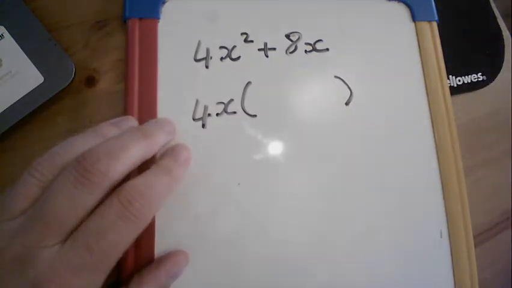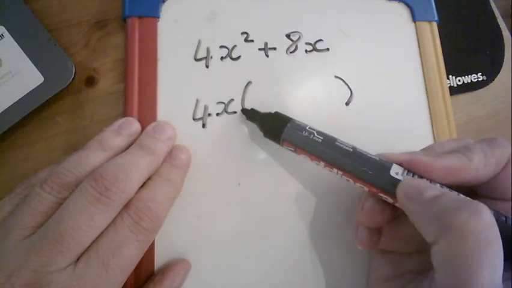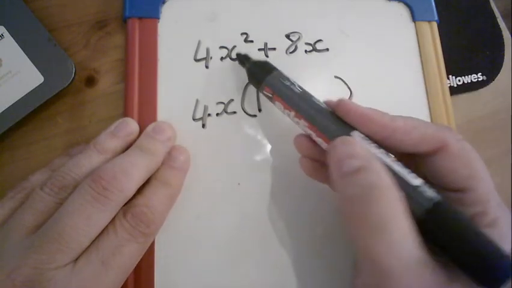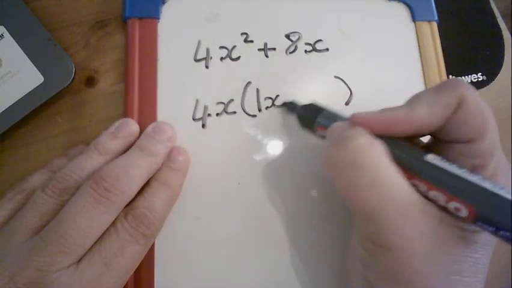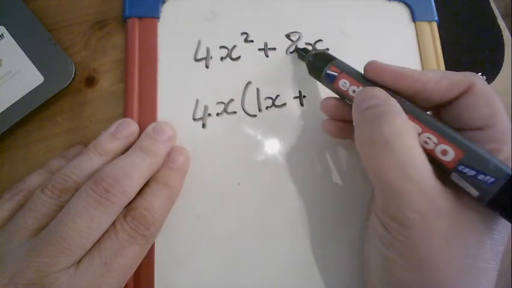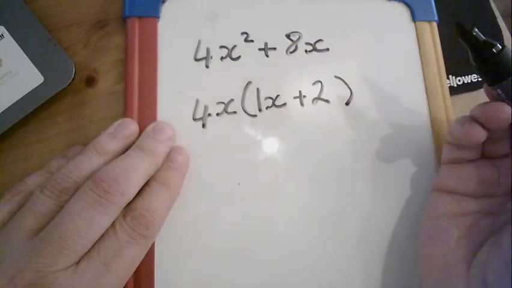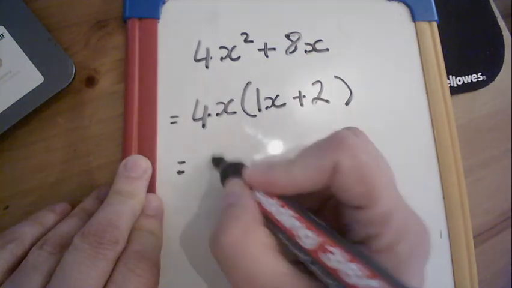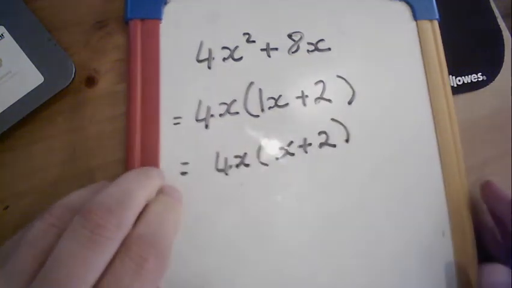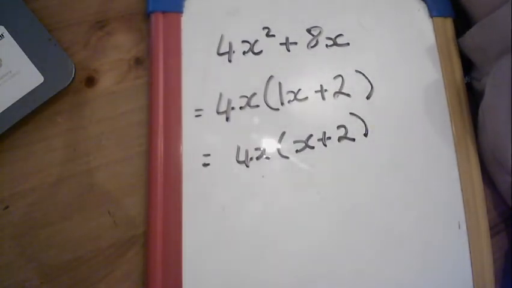Now think to yourself, what is 4x squared divided by 4x? Well, 4 divided by 4 is 1. X squared divided by x is just x. I had 2 x's, I've taken one out. Plus 8 divided by 4 is 2. I've already taken that x out, so that's my answer. And remember, we can tidy it up by not having that 1 and just call it x plus 2. And that is how to do factorising by a common factor.